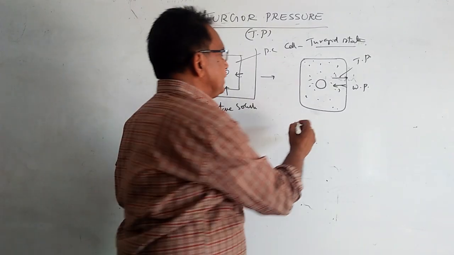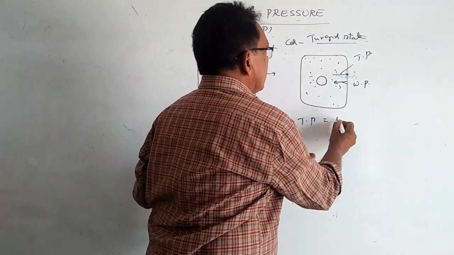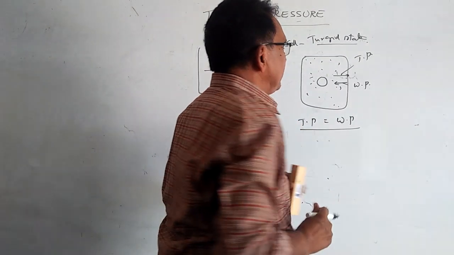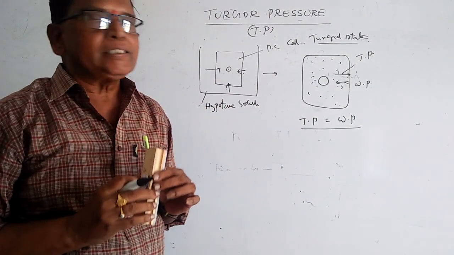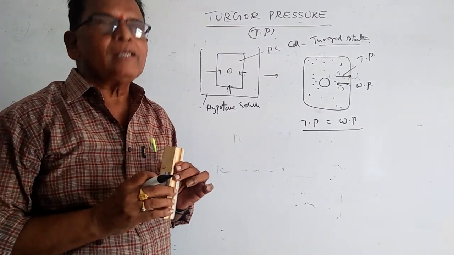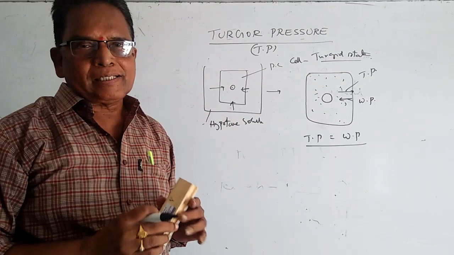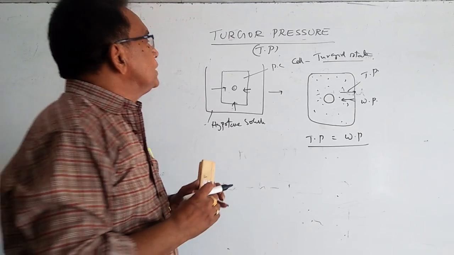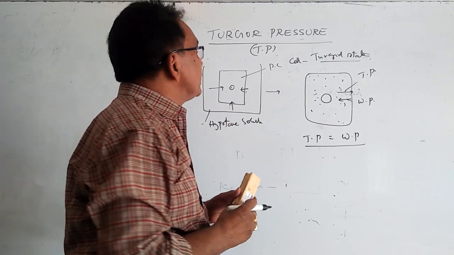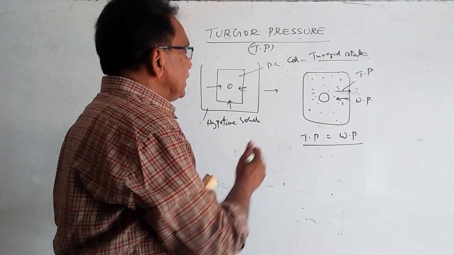So the value of TP is always equal to WP. Turgor pressure is always equal to wall pressure, but these pressures occur in opposite directions. So this turgor pressure is a very important phenomenon in plant cells.